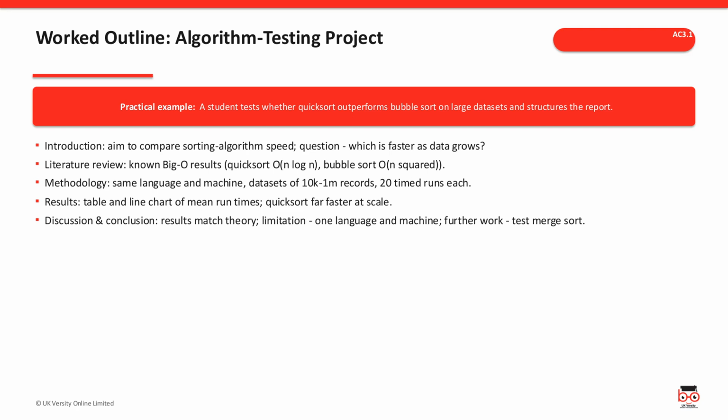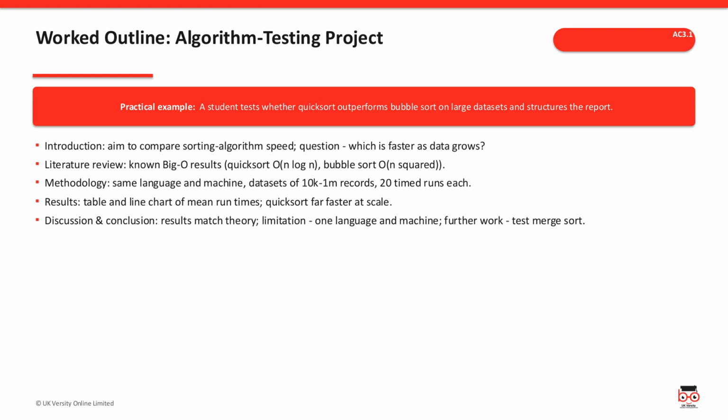Let's see this structure fleshed out with a worked outline. A student testing whether quicksort outperforms bubble sort on large datasets. The introduction sets the aim of comparing sorting speed and asks which is faster as the data grows. The literature review brings in the known big O results: order n log n for quicksort against order n squared for bubble sort.